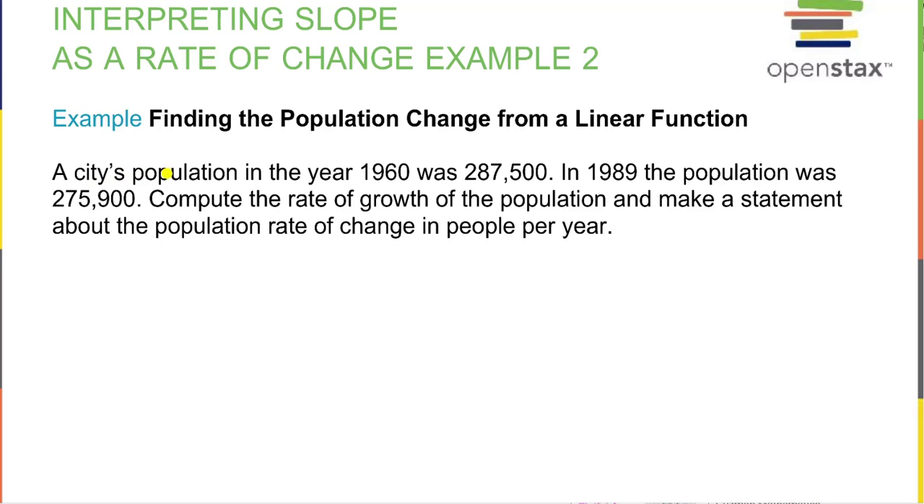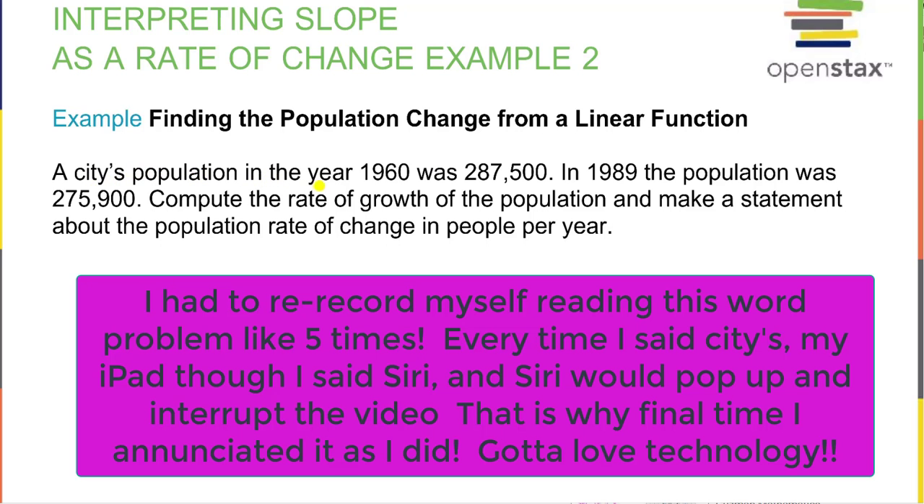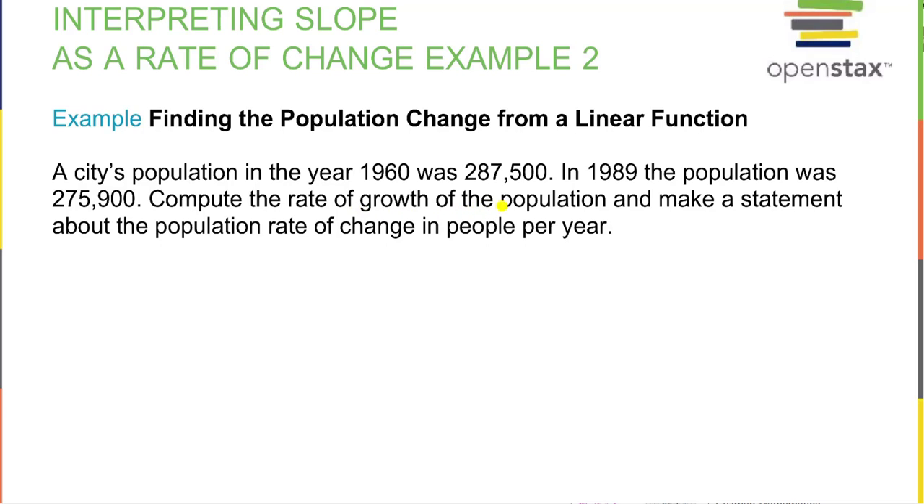A city's population in the year 1960 was 287,500. In 1989, the population was 275,900. Compute the rate of growth of the population and make a statement about the population rate of change in people per year. So they want us to find the slope and interpret it.